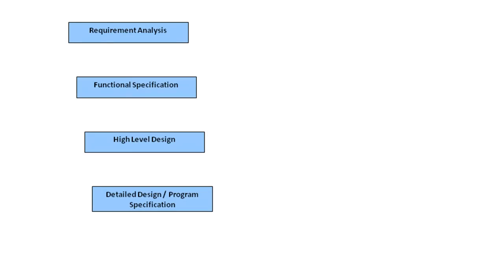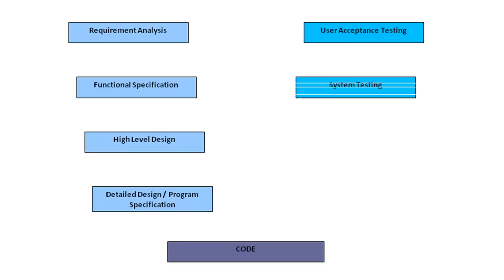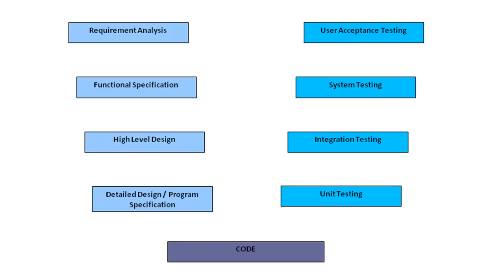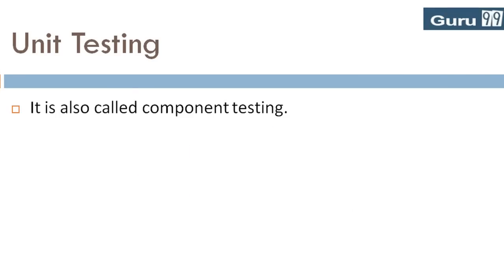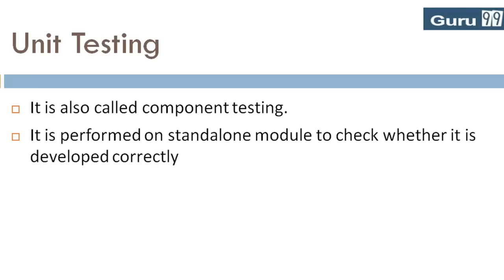During all these phases, the tester is not sitting idle waiting for the coding to complete, but is doing corresponding testing activities. Let's look at them one by one. Unit testing. It is also called component testing. It is performed on a standalone module to check whether it is developed correctly.